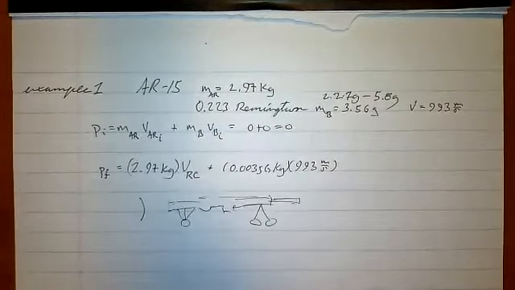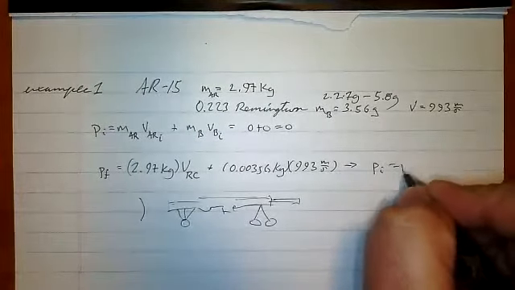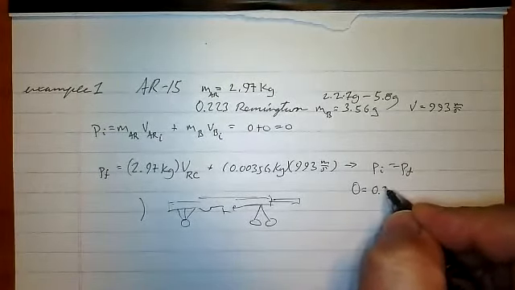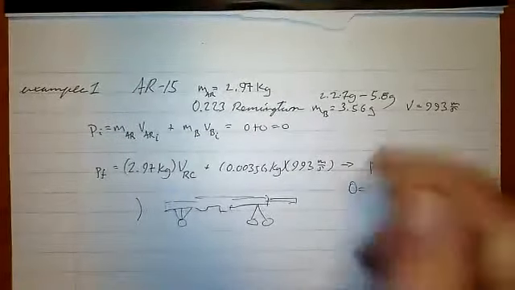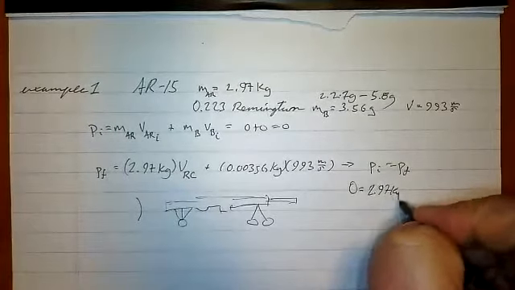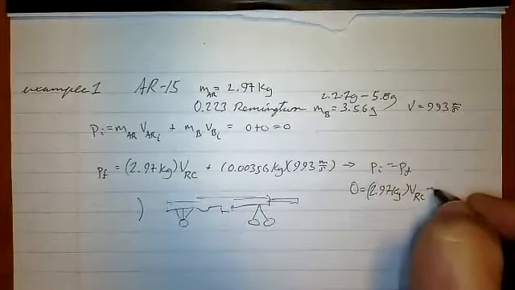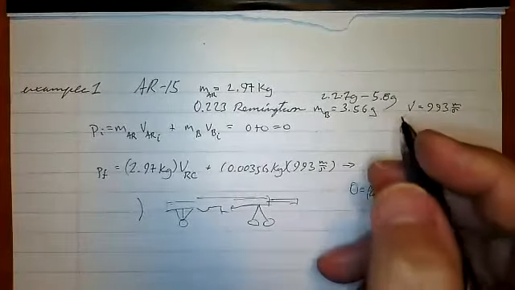So if there's some gap between your shoulder and the rifle, that would be a problem, because then it's going to come fast and hit you. Okay, so all we have to do is set these two equal to each other. We're going to say P initial is equal to P final, and that gives me 0 is equal to 2.97 kilograms times V recoil, minus, or actually this one will be the plus. Now I'm going to do this multiplication, which would be 0.00356 times 993, and you get 3.535.